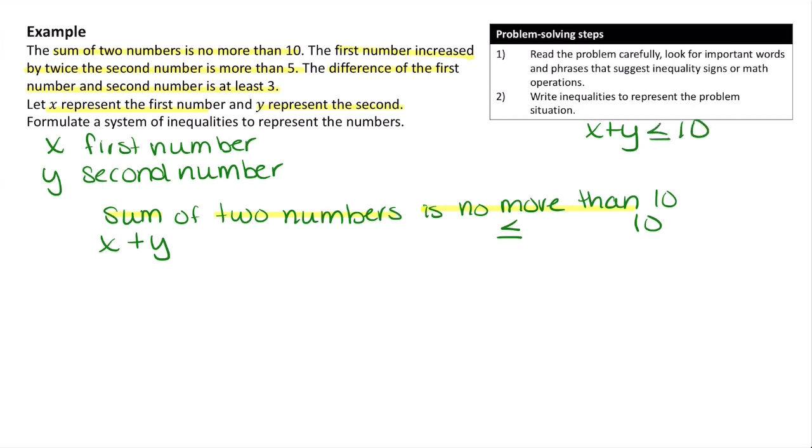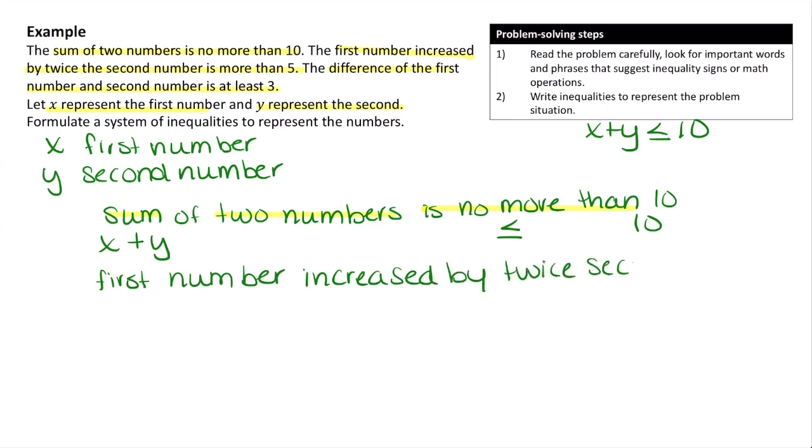Okay, so now let's read this next sentence. It says the first number, and we know that first number is x, increased by twice the second number is more than 5. So now let's translate this sentence.